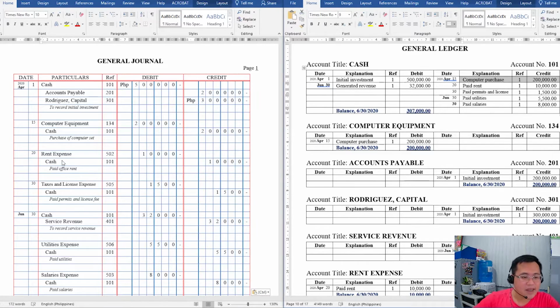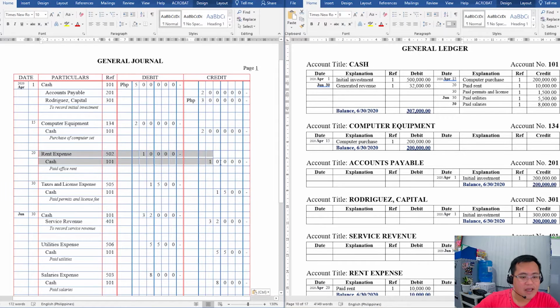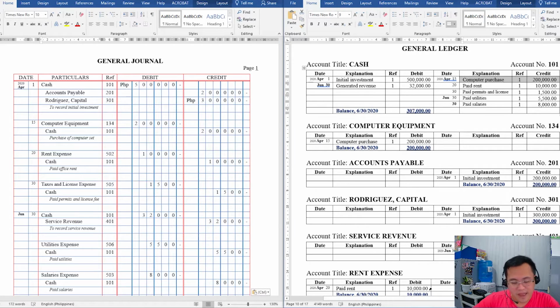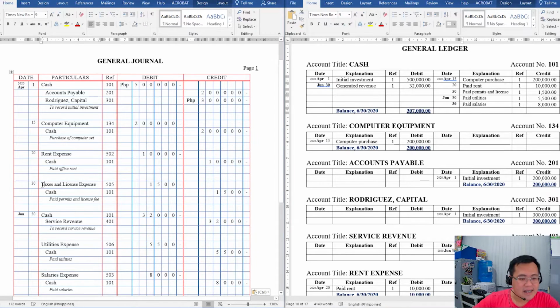Next entry is rent expense debit of 10,000, credit 10,000 pesos also for cash. So rent expense account number 502, we have here debit of 10,000 pesos and a credit of cash of 10,000 pesos on the right side of the ledger. Okay? Now to proceed, the fourth journal entry, taxes and licenses expense of 1,500 and credit cash of 1,500.